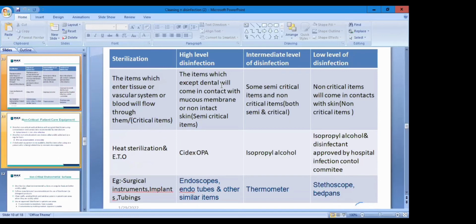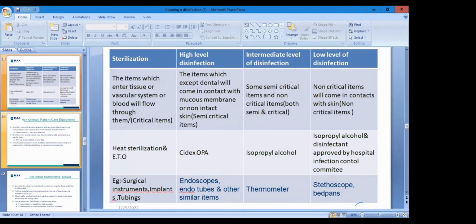For high-level disinfection, the items which come in contact with mucous membrane or non-intact skin are called semi-critical items. These are usually cleaned with Cidex and OPA solution. Endoscopes, bronchoscopes and other similar items come in that category.